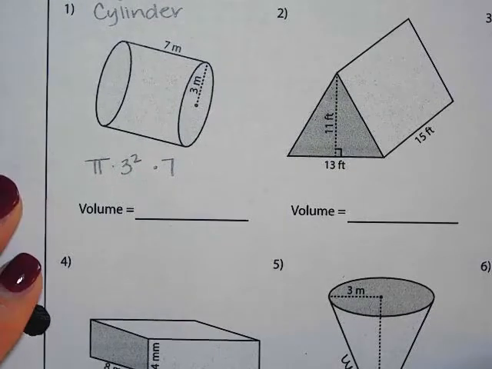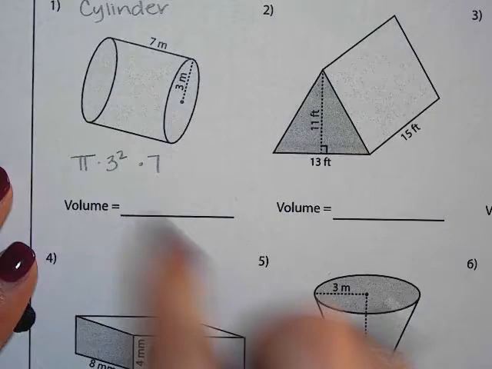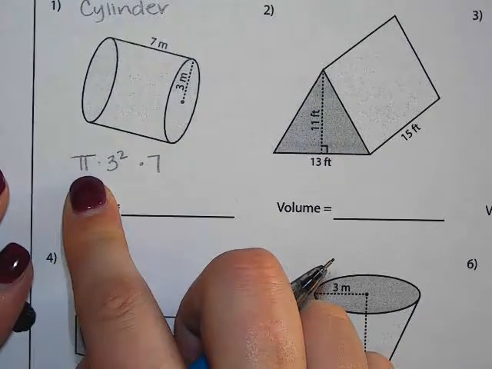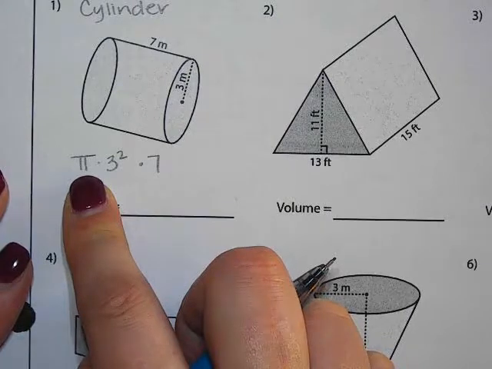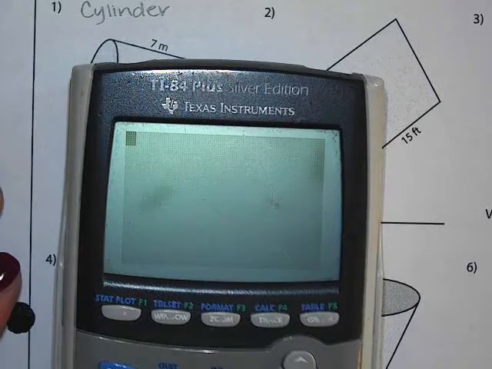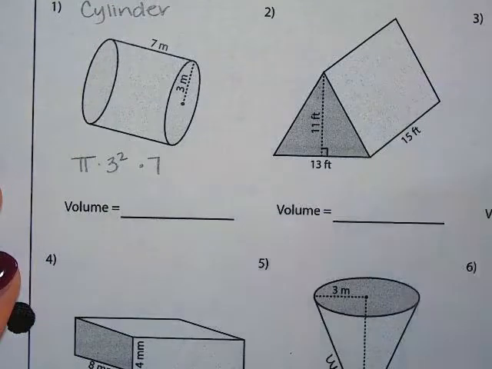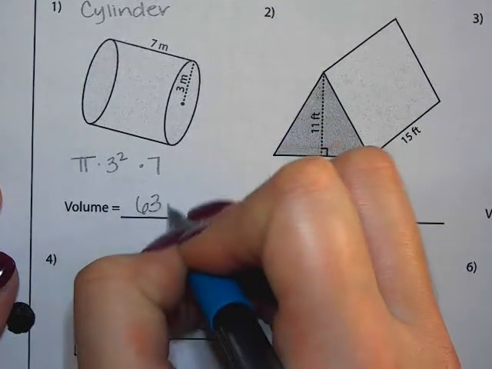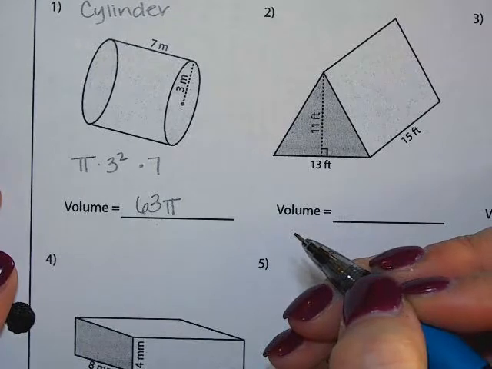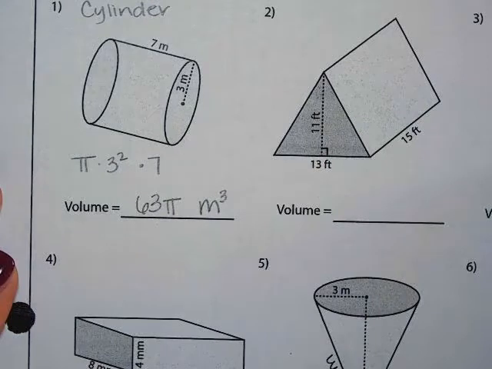All right, now these ones, they want us to find the exact volume. If you look at the instructions, they want the exact volume. That means when we plug it in our calculator, we don't get to use decimals. So that means I should not type in the pi, because as soon as I type pi in my calculator, I have to have a decimal answer. So we're going to leave our answer in terms of pi, which means we don't type it in a calculator. So 3 squared times 7, 63. So our answer is that the volume is 63 pi, and this is a volume, so what are the units? Meters cubed. Okay, we're done with that one.